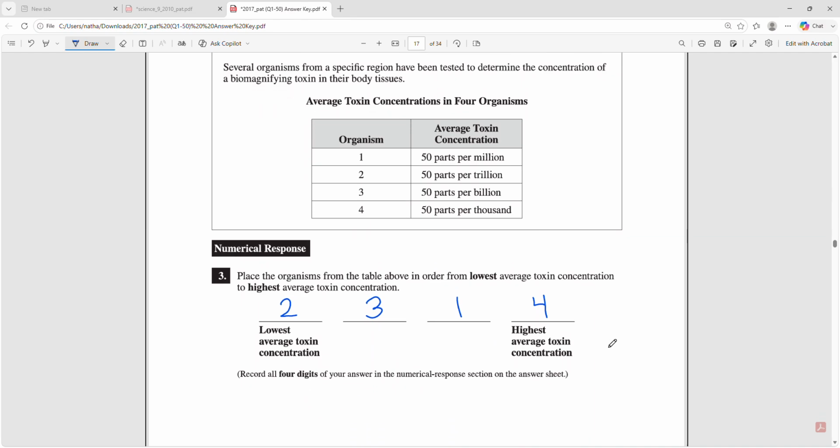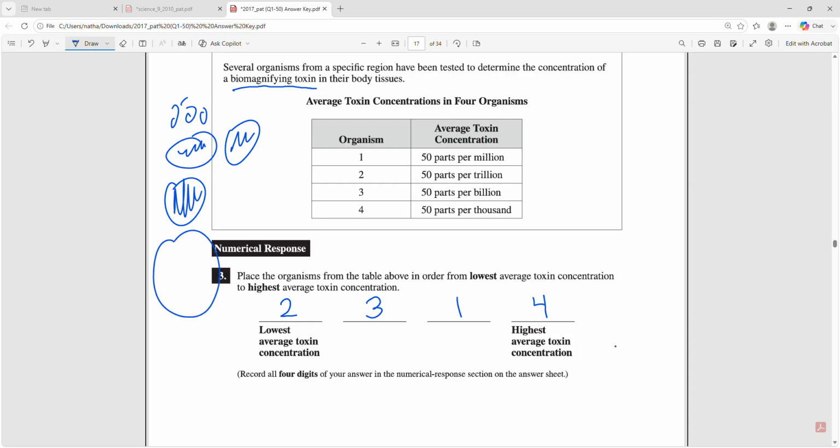Several organisms from a specific region have been tested to determine the concentration of a biomagnifying toxin in their body tissues. That's when we know that something eats it and then something bigger eats those little guys and gets a bunch of toxin in it. And something bigger eats some of these guys and gets even more toxin, right? And then something even bigger eats a bunch of these guys and gets much more toxin in their body. That's the biomagnification process, right?